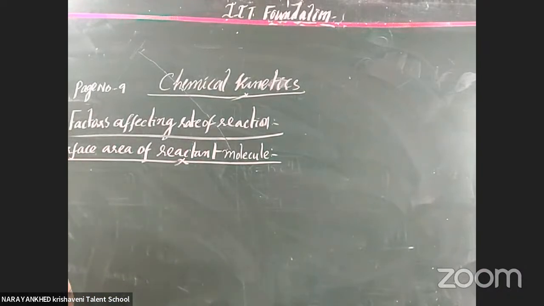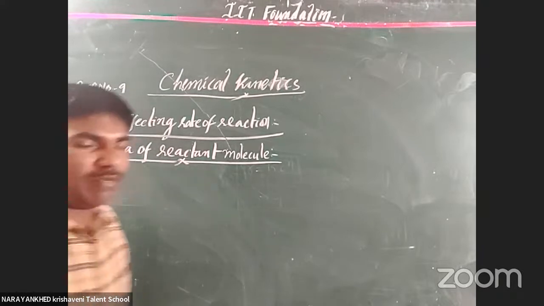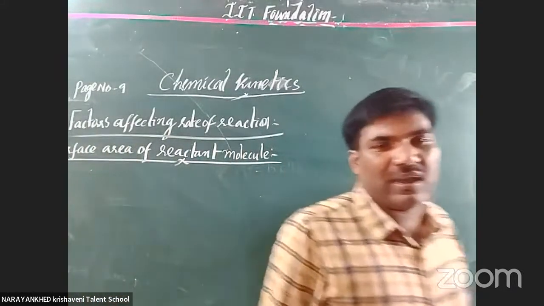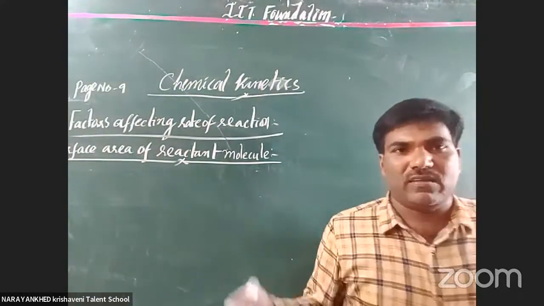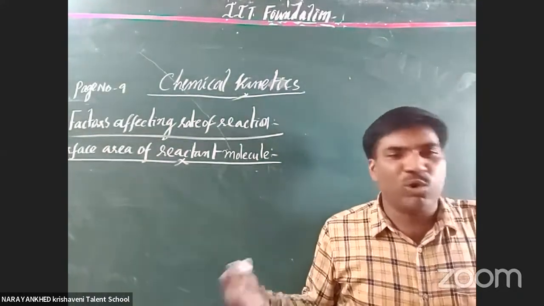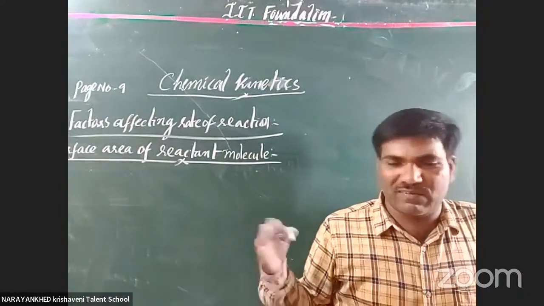Got it or not, all the students? When you take the surface area of reactant molecules, it automatically affects our rate of reaction. How? If there is more surface area, the rate of reaction becomes fast. Clear or not? The larger the surface area of the reactant molecule, the higher the rate of reaction. Got it or not? It is a simple concept. Don't think it is not in our syllabus. It is in our syllabus only.